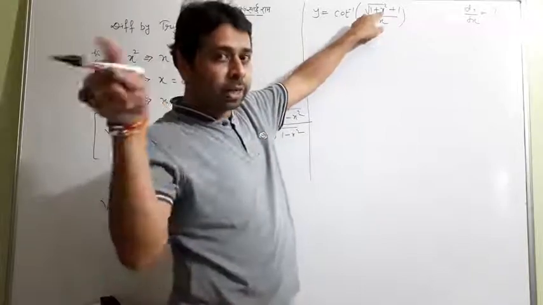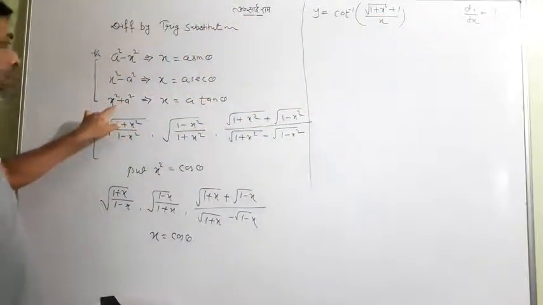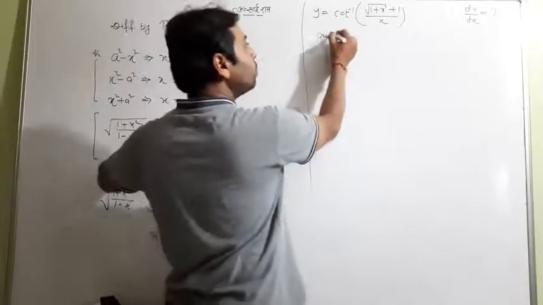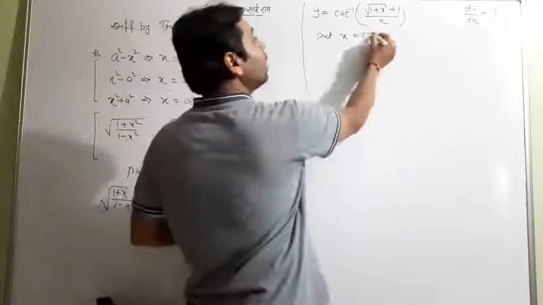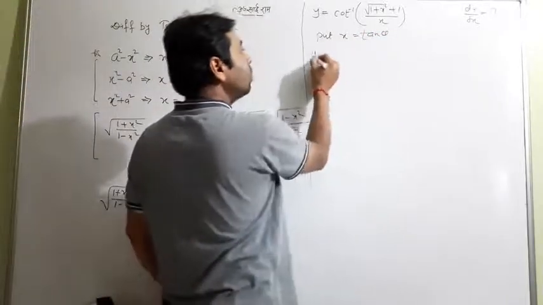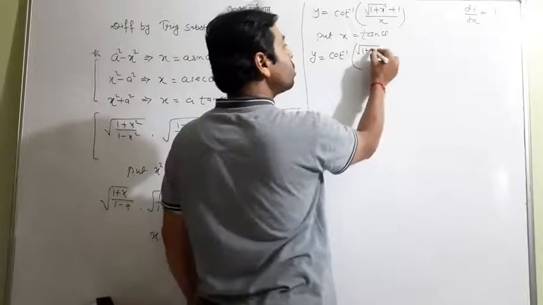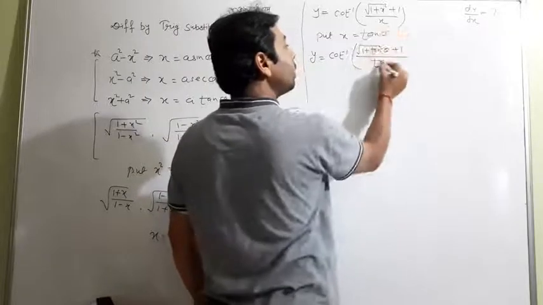Look at the under root section. 1 plus x square is looking like 1 plus x square. Nothing changed. So you will put x equal to 1 tan theta, meaning only tan theta. Now go with that first. Y is equal to cot inverse of 1 plus tan square theta plus 1 upon x, with x equal to tan theta.